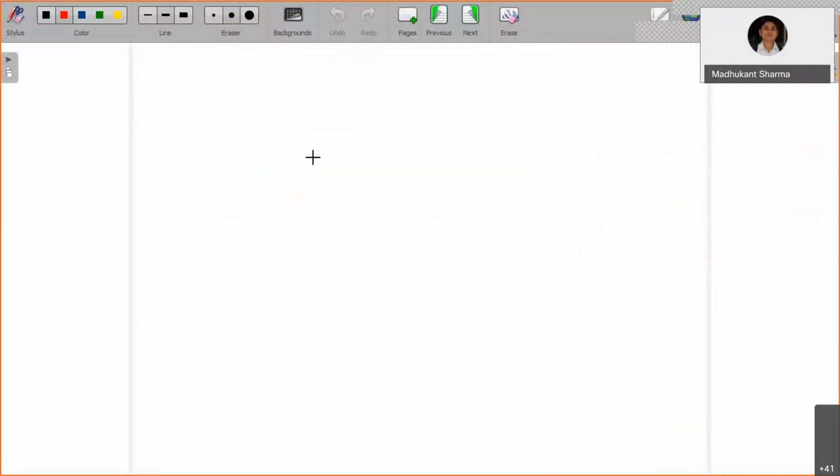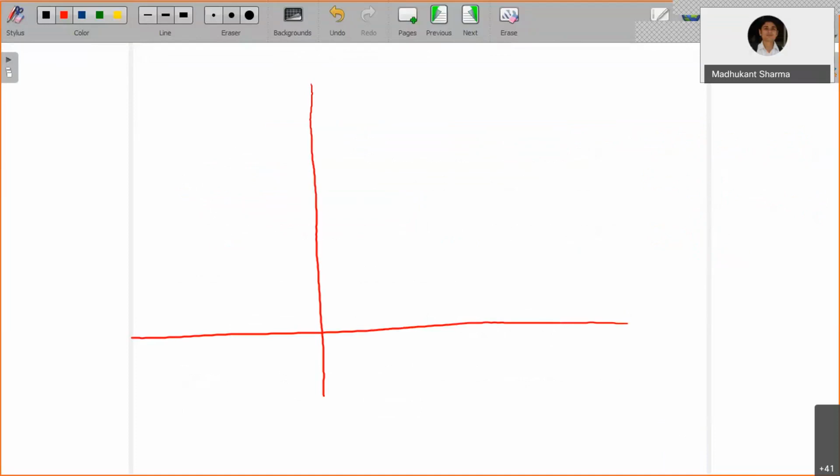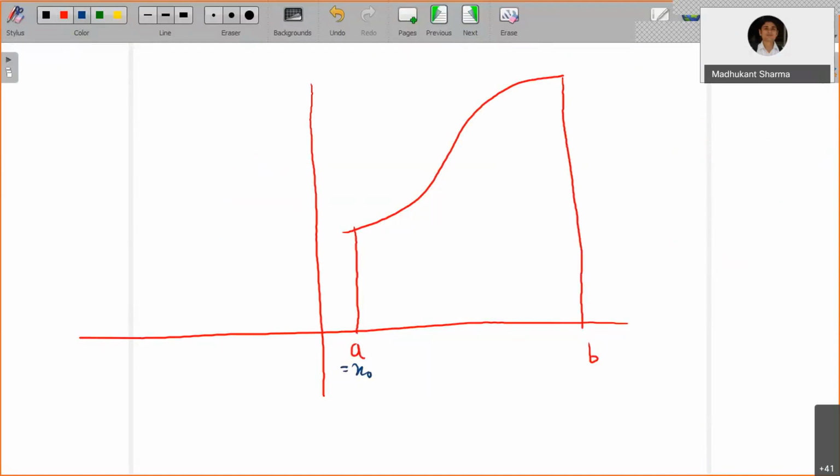So here, I'm drawing the graph. So let me have this graph here. This is your A, and let's say this is your B. Okay, and this is your x naught, this is your xn, this is your xn minus 1.